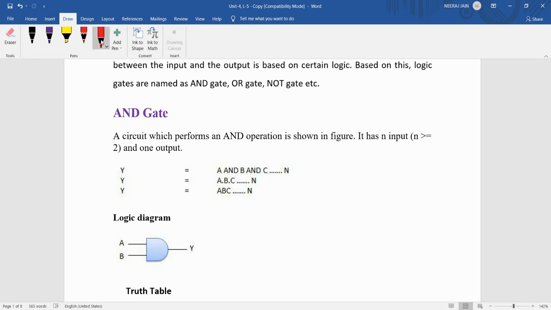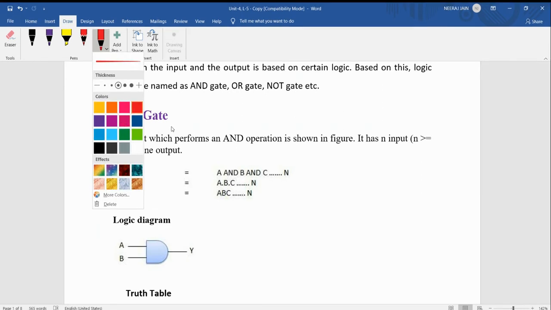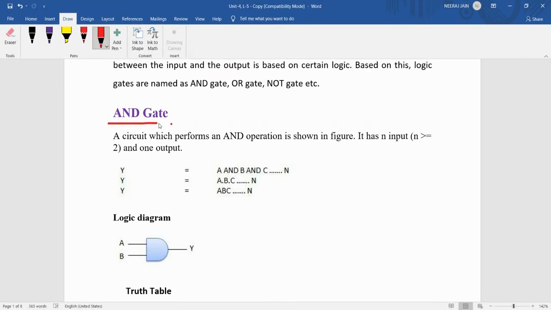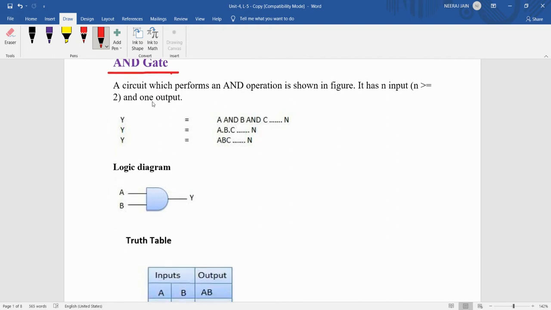First, we are going to discuss the AND gate. So what is the AND gate? The symbol of the AND gate is like this. If there are two inputs A and B and both are true, then we get the output.